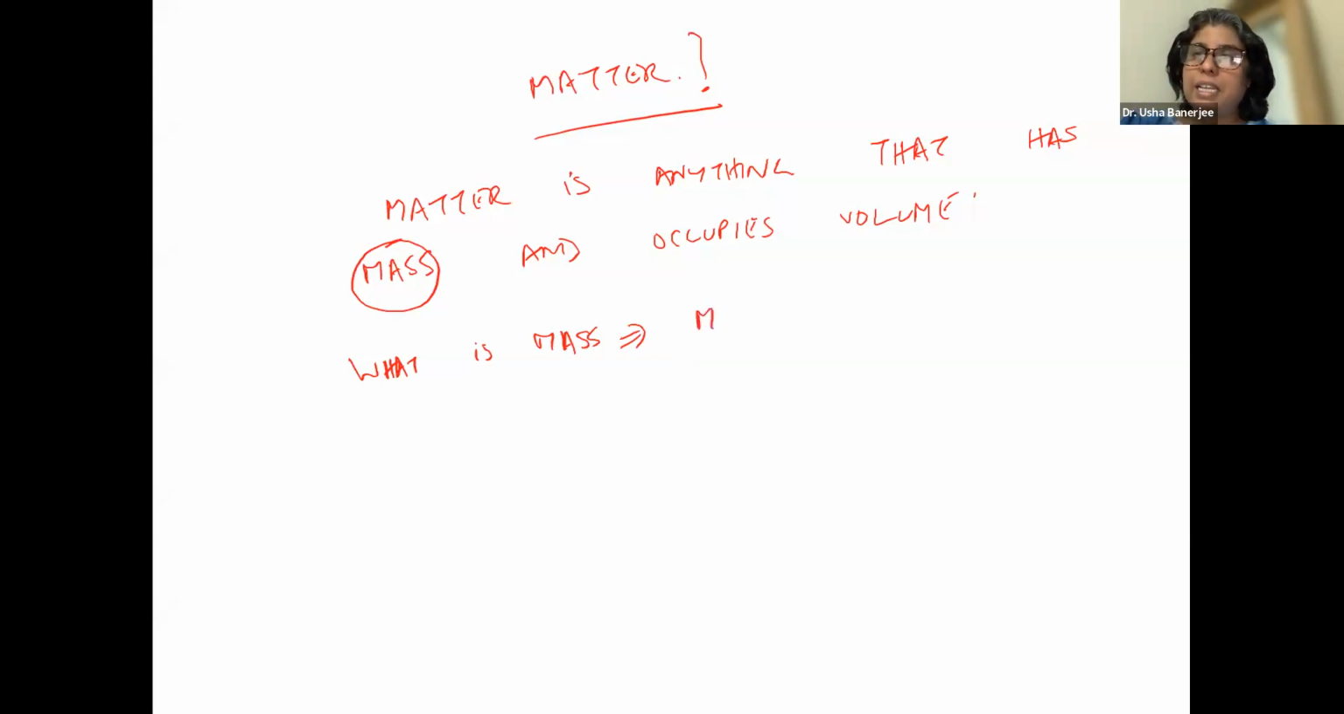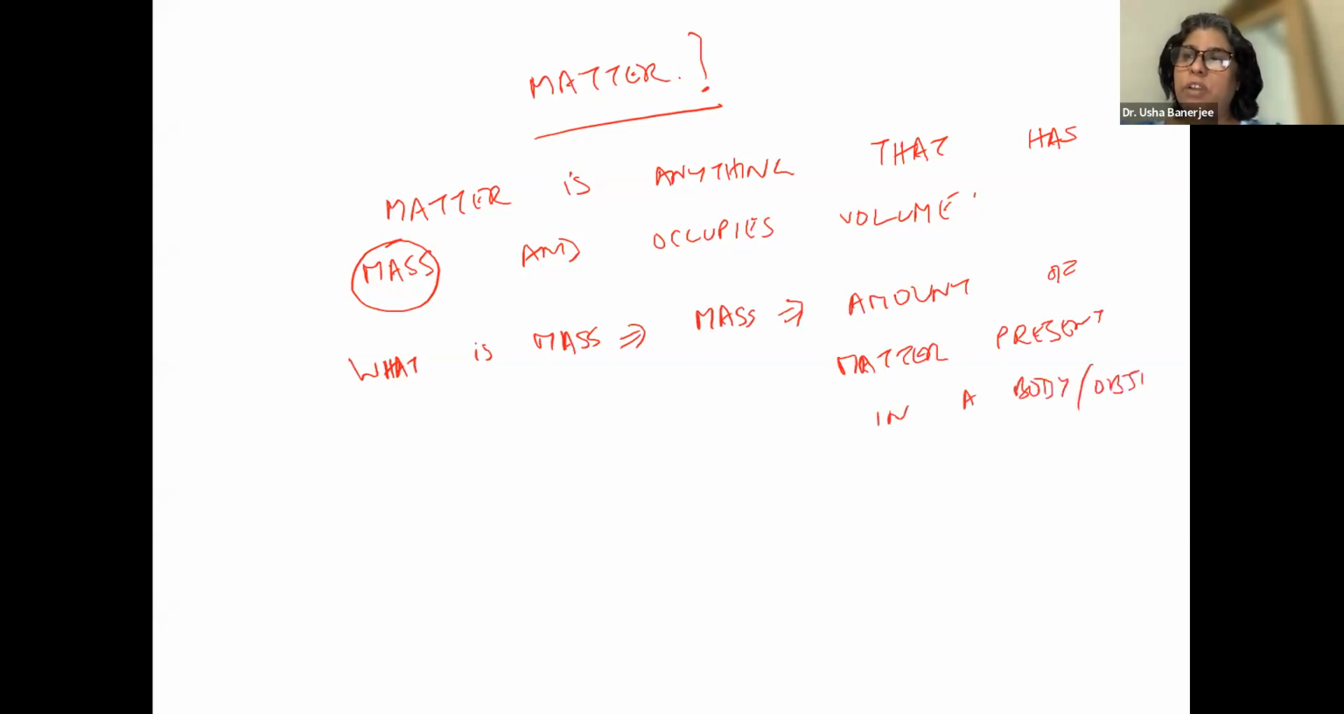Yeah, many of you seem surprised, but yes, mass and weight are not same. They are totally different concepts. I will explain both of them a little. So when we say mass of a body, in science, what is mass? Mass is nothing but the amount of matter present in a body or object.